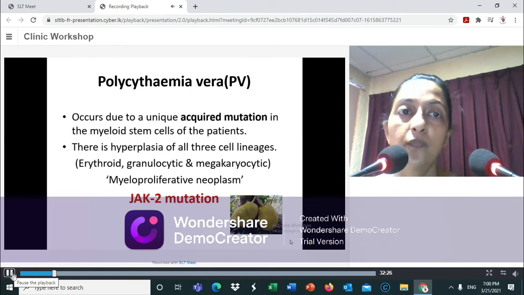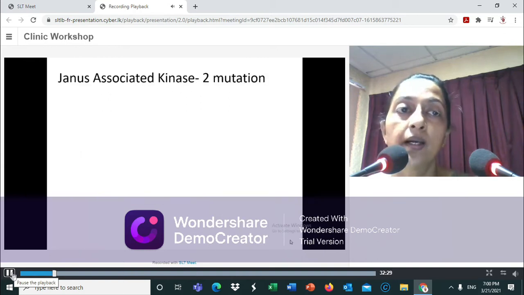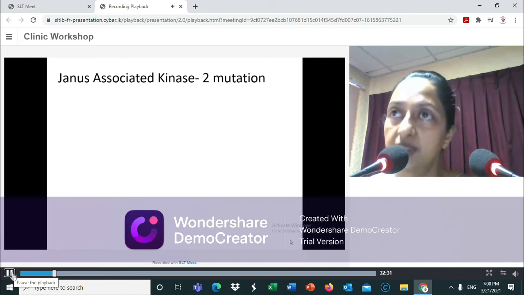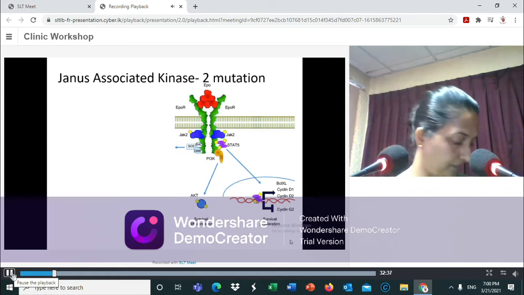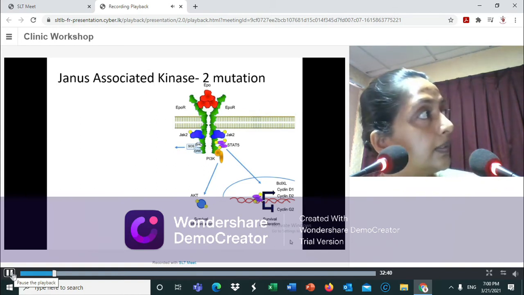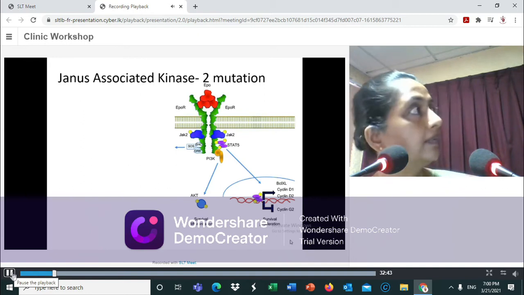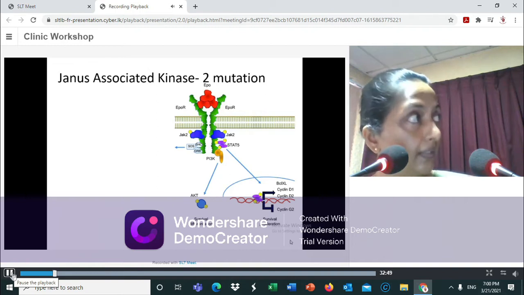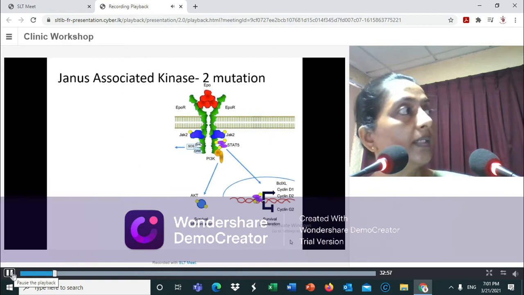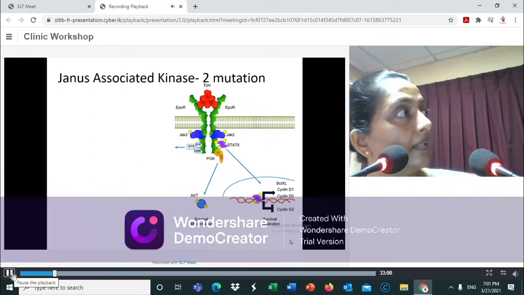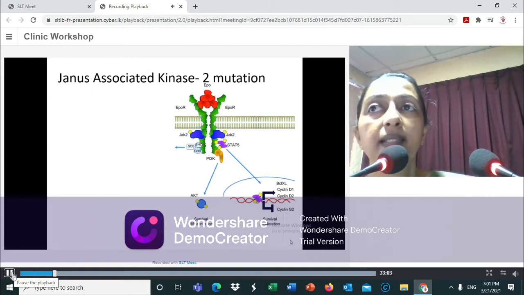So, what is JAK2 mutation? There is a kinase called Janus-associated kinase 2. If you look at this diagram, this is the erythropoietin receptor in green, and this is erythropoietin. When erythropoietin binds to the receptor, there will be downstream signaling for the cell to proliferate. This is what happens in the normal situation, and this is where JAK2 acts. When there is adequate proliferation, the JAK2 inhibits the proliferation, stops it.